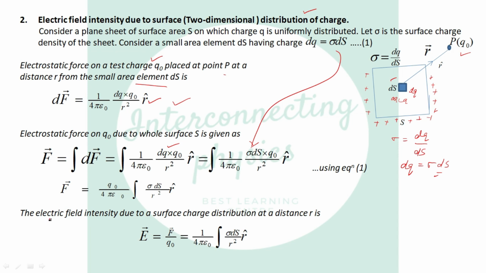Now let us calculate electric field intensity due to surface charge distribution at a distance r, which is given by F vector divided by q naught. Substitute the value of F vector, take the constant terms outside, and we will get 1 over 4 pi epsilon naught integration of sigma ds divided by r square into r cap. This q naught cancels out with this q naught. Now you see this sigma shows the surface charge distribution.